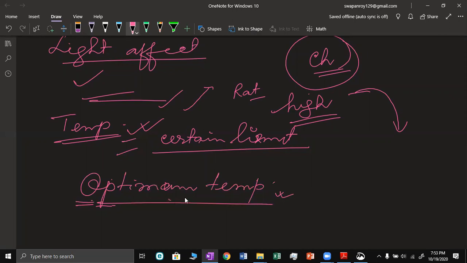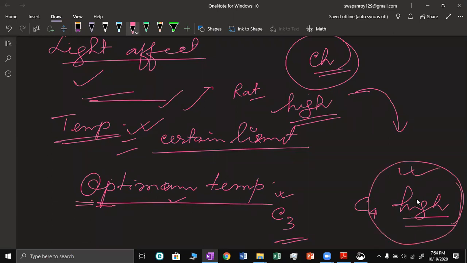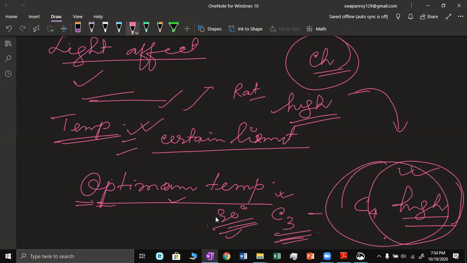So the optimum temperature for C3 plants is low, but for C4 plants it is high. C4 plants can bear the higher temperature. High temperature is suitable for the C4 plant, but for the C3 plant, it is below 30 degrees that photosynthesis occurs better. But the C4 plant, beyond 30 also, will carry out photosynthesis in a better way.